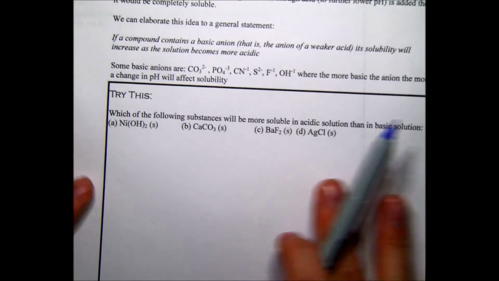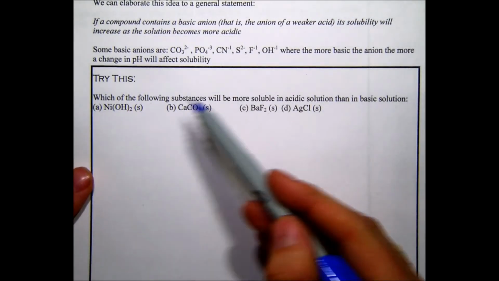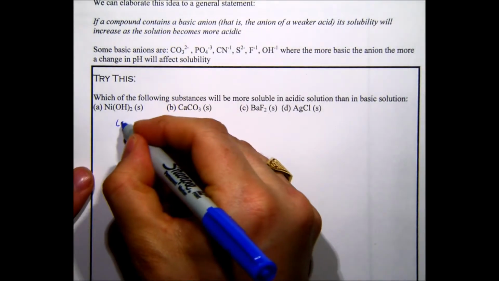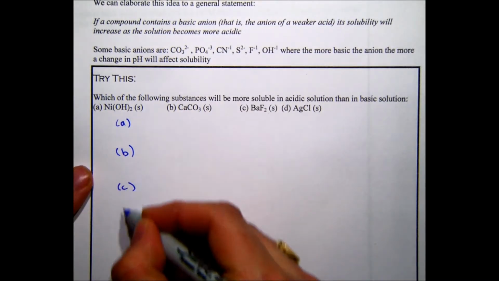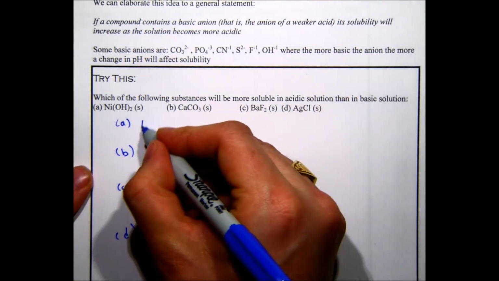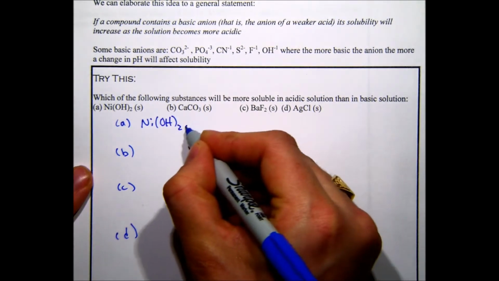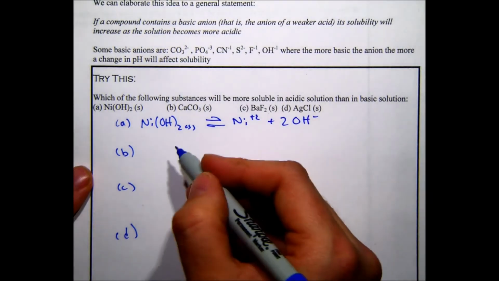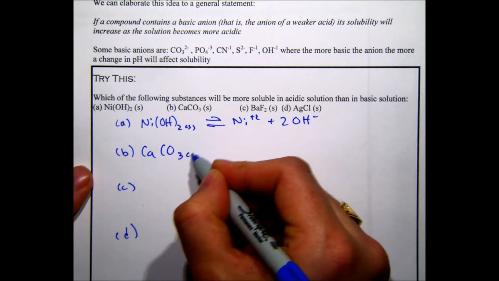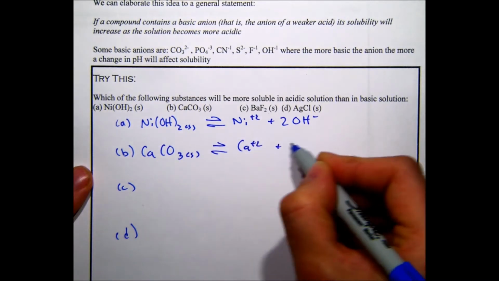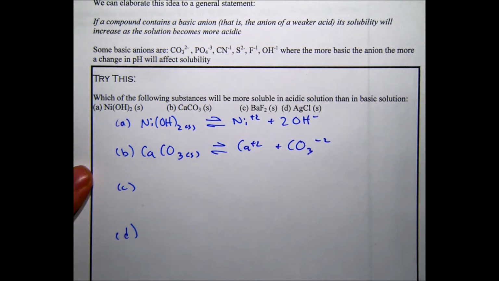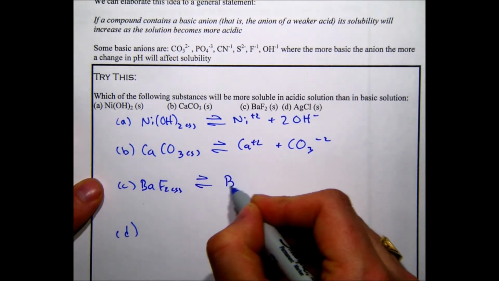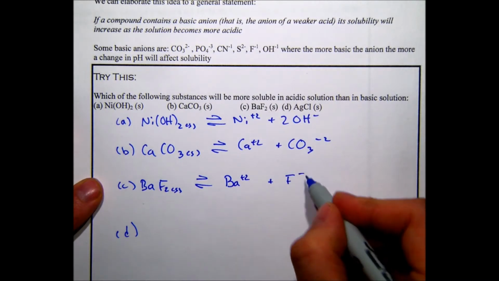So for this, try this. What we're going to do is look at 4 compounds: nickel hydroxide, calcium carbonate, barium fluoride, and silver chloride. And for each one, we're going to write out the equilibrium expression. So nickel hydroxide solid is in equilibrium with nickel plus 2 moles of hydroxide. Calcium carbonate is in equilibrium with those 2 ions. Barium fluoride, also solid, is in equilibrium with barium plus 2 fluoride.